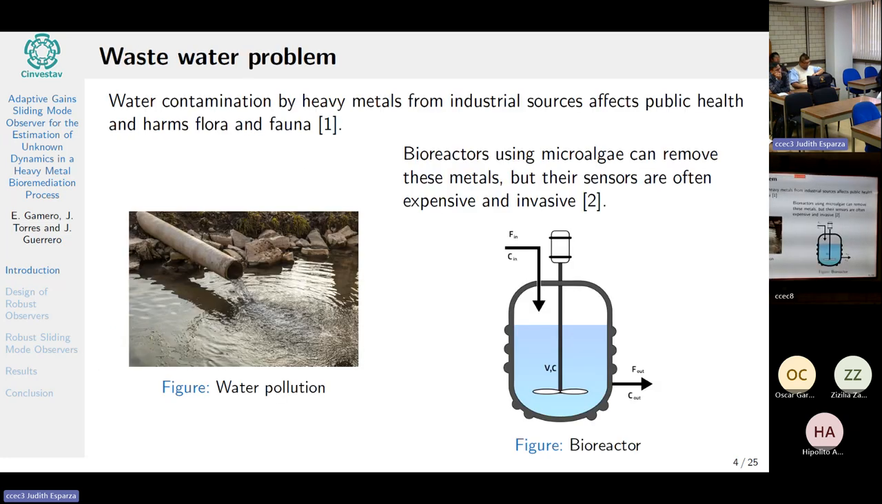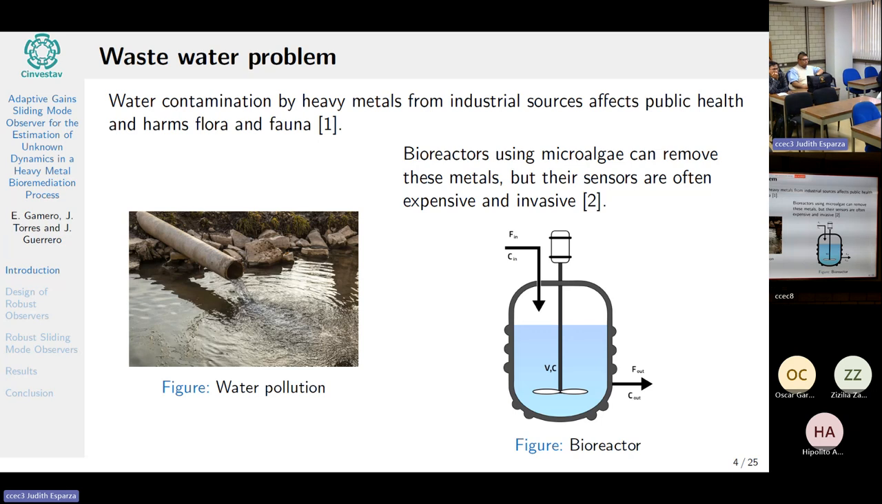We are going to talk about a problem that is not new, it's an age-old problem: wastewater. It is a problem of water contamination by many types of industries, for example textile or metallurgic. Of course, they release heavy metals that drop into, for example, rivers. In this figure, you can see this type of problem.